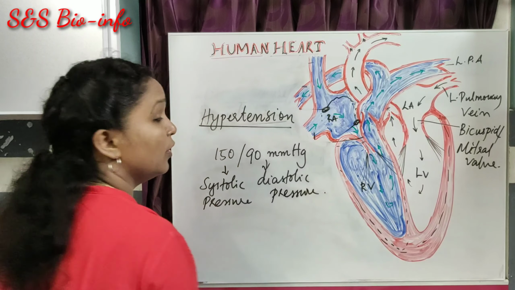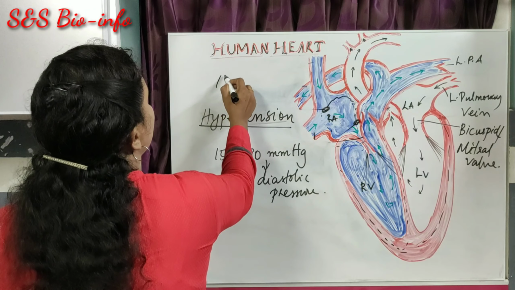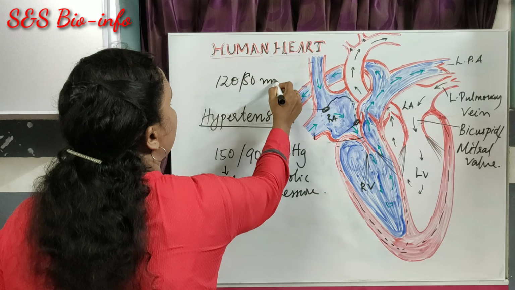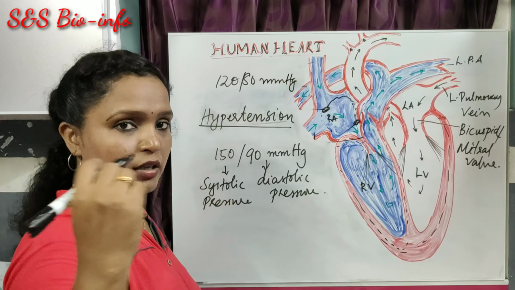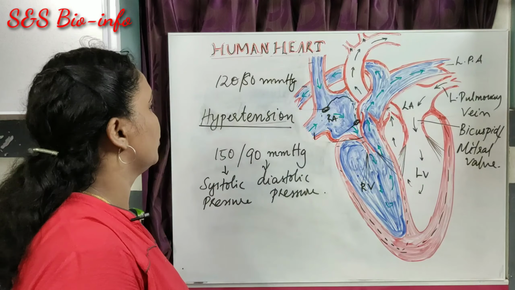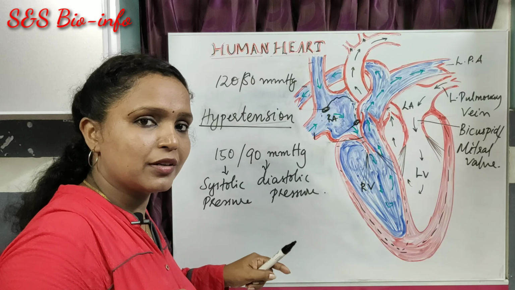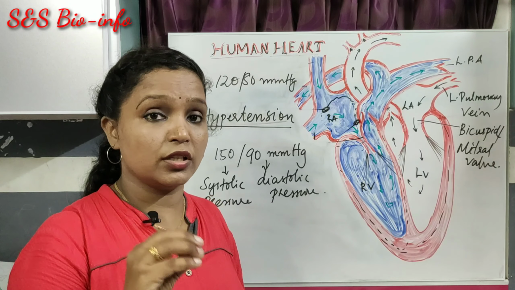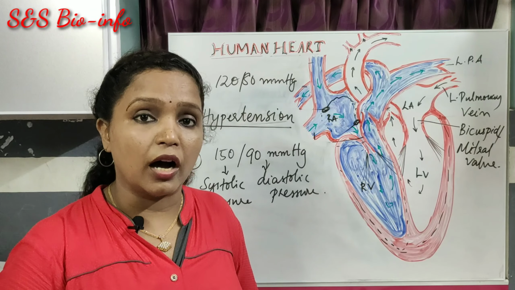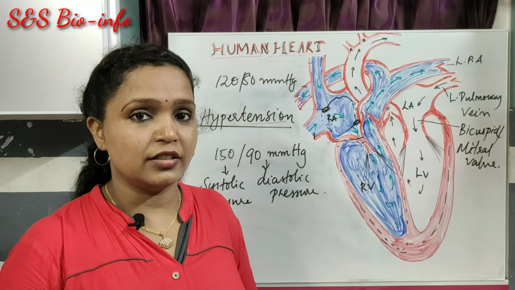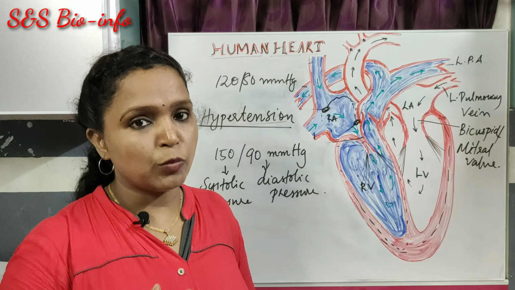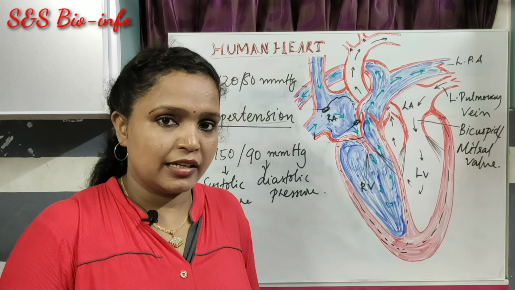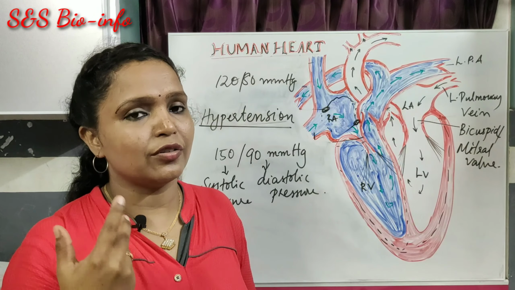What's the normal range of blood pressure? 120 to 80 mmHg. That I have already told you in the previous slide. That means 120 is the systolic pressure, 80 is the diastolic pressure. That's the normal range of blood pressure in human beings. This is the abnormal condition, high blood pressure, 150 to 90. The main causes of hypertension or high blood pressure are obesity or overeating, cholesterol-rich diet, smoking, emotional stress, physical stress, and some other kinds of diseases.